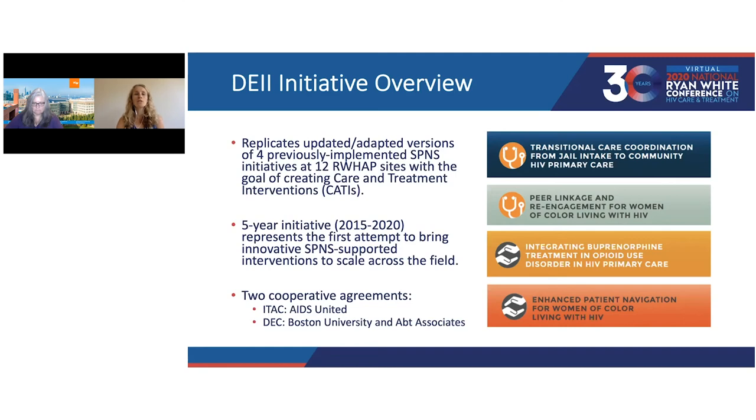stay retained in care. So again, we looked at the four interventions that had previously demonstrated effectiveness, and instead of asking, are they effective, we really wanted to learn why and how. So the goal of our work was to study using an implementation science perspective, so collecting information on the barriers and facilitators to implementation to create these four care and treatment interventions, so we're calling them the KDs. The intervention was a five-year initiative, so 2015 to 2020, and it had two cooperative agreements. One was for the ITAC, which was the Implementation Technical Assistance Center, which was run by AIDS United, and then the DEC team, which I referenced earlier, which was Boston University and Abt Associates.